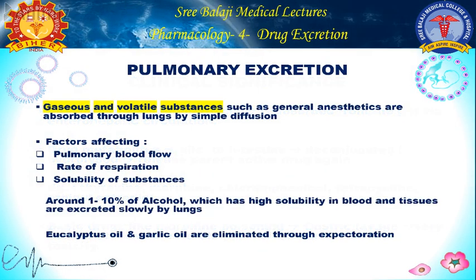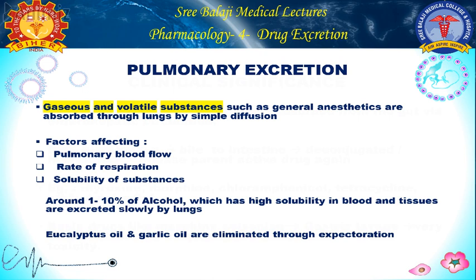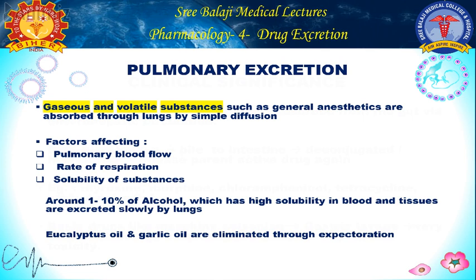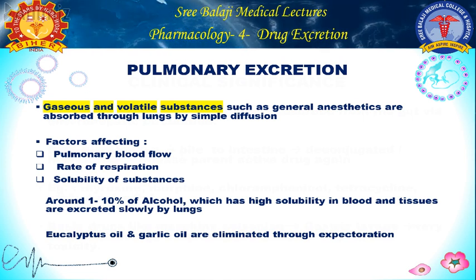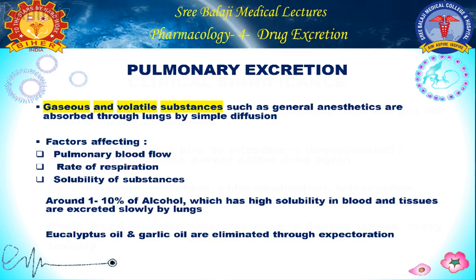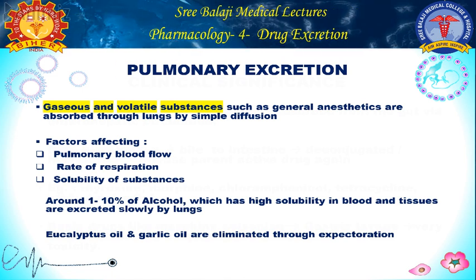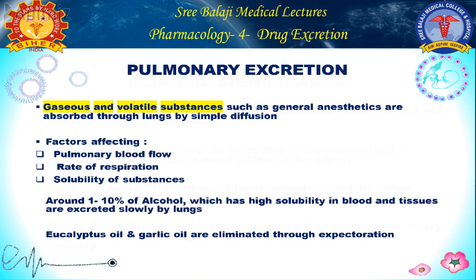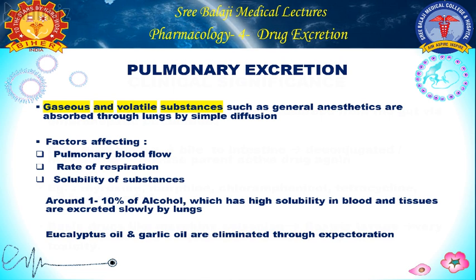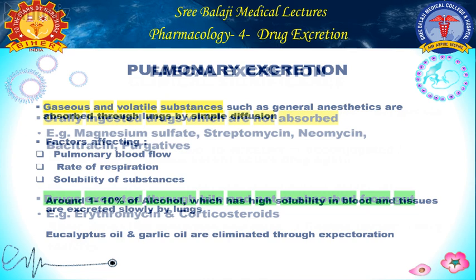Coming to pulmonary excretion. Gaseous and volatile substances generally get excreted via this route, and the factors affecting pulmonary excretion are mainly pulmonary blood flow, rate of respiration and solubility of the substances. Here the partial pressure in the blood is the governing factor. Around 1 to 10% of alcohol, which has high solubility in blood and tissues, is excreted slowly by the lungs. Eucalyptus oil and garlic oil are eliminated through expectoration.